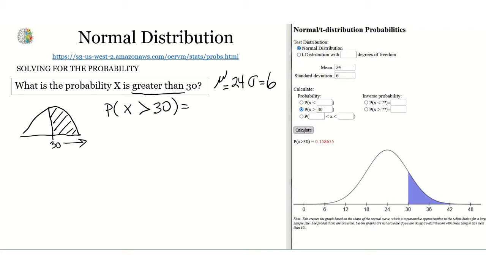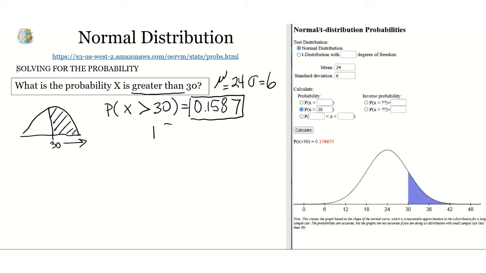We're going to hit the calculate button, and we see that it is shaded on the right. Starting at 30 is where our x value is, and then our percentage is the shaded part. So it gave us an answer of 0.15865. Once again, if I'm going to round it to the nearest 4 digits, that's going to be 0.1587. That's going to be my answer.